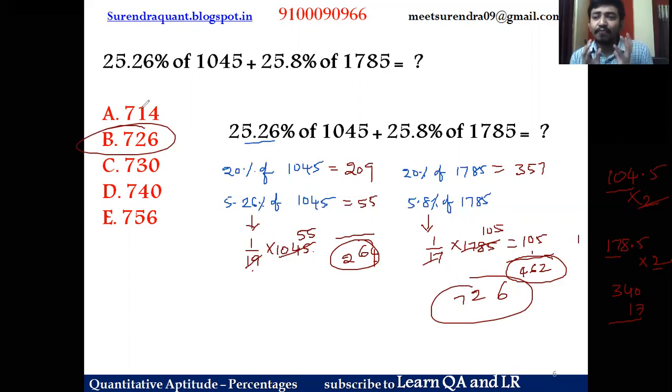Simple, right? So our suggestion is to have sound knowledge of percentage calculations and fractional equivalents to percentages as well, right? Let's go for the next question.